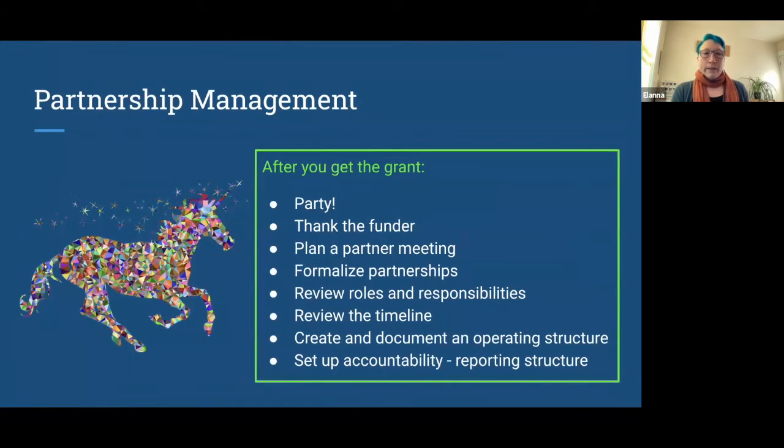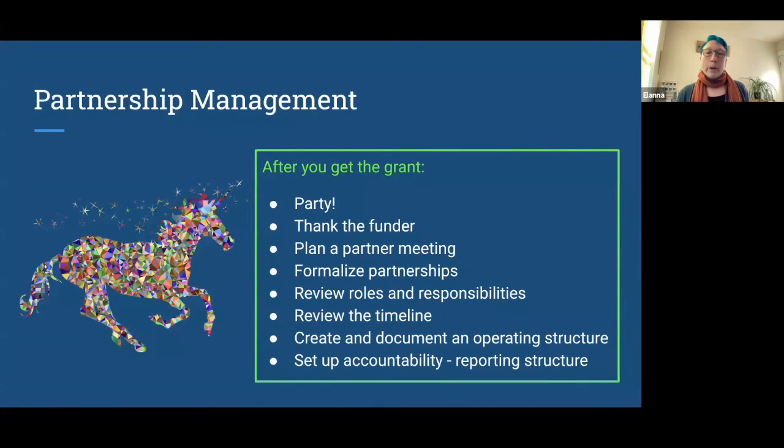And partnership management. So when or if you win a grant, first, definitely celebrate. It was a long process. You did a lot of work, and your organization deserves to give one another a pat on the back, and then the work starts again. So thank the funder. Make sure that you are treating that relationship with a funder like a partnership in itself. They want to know that the funding that they sent out into the world is being used. The people who are using it are aware and responsible, and also showing gratitude.